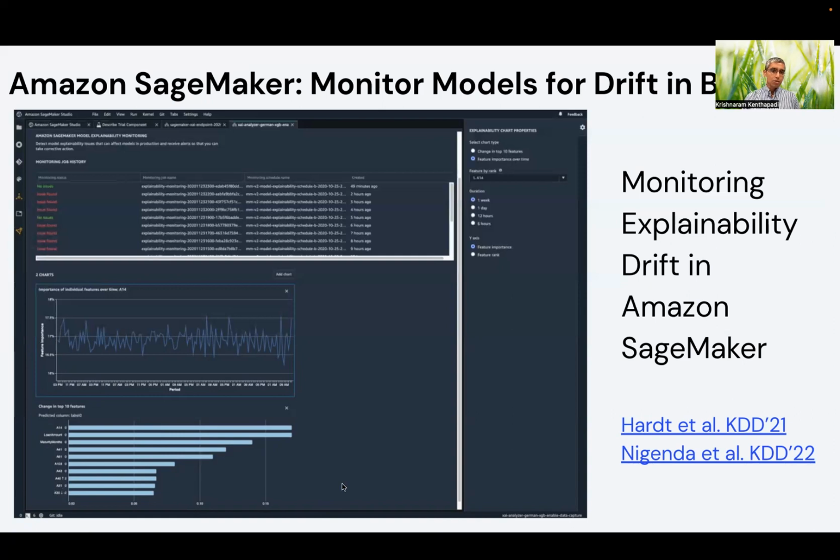So this concludes the discussion about bias and fairness in deployed machine learning models. Next, we will discuss some of the challenges with keeping track of explainability over time for deployed models, and also how to ensure that the deployed models are not prone to adversarial attacks.